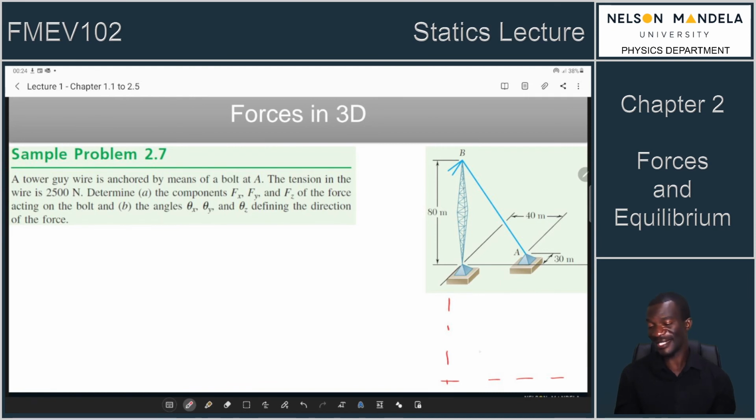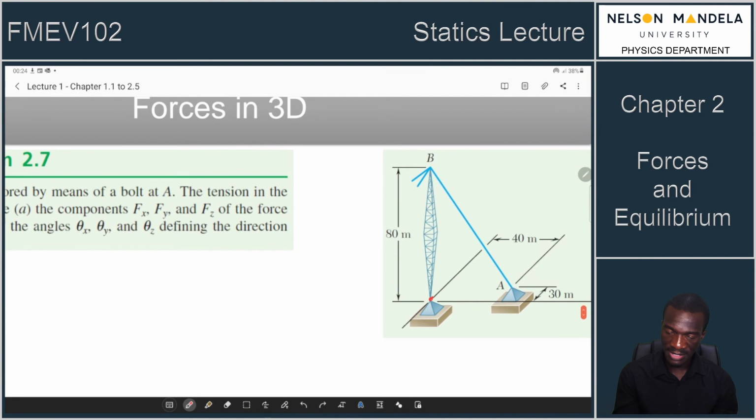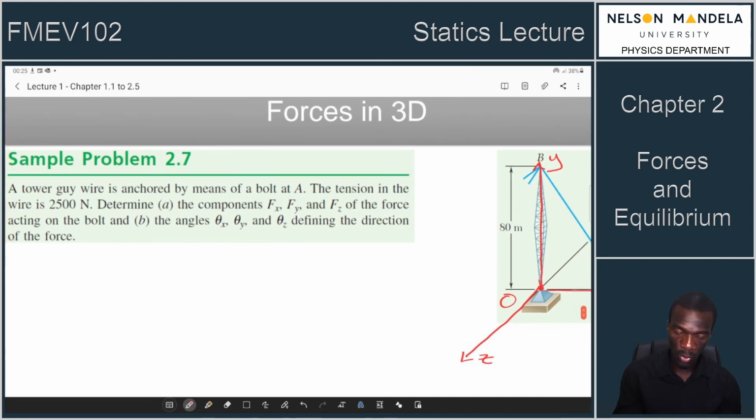So this is in 3 dimensions, right? So it will be a difficult one. So let me annotate the diagram. So we've got our reference. Let's put this as our reference point. That's our origin. So the first thing is obviously a reference frame. So we'll put this as our x-axis. We'll put this as our y-axis. And this is our z-axis. What we want to find are the components of this force.